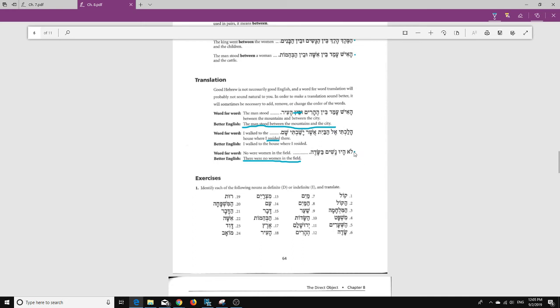So in English, that doesn't make any sense. No were women in the field. So that's how we know to switch those words around and say, there were no women in the field. Okay, so moving forward, really expect to be able to give both. Give me word for word, give me the better English. If your word for word is your first step, that's awesome, and then you can go to better English from there. If you go straight to better English, sometimes I might ask you for the word for word just to make sure you're tracking everything.